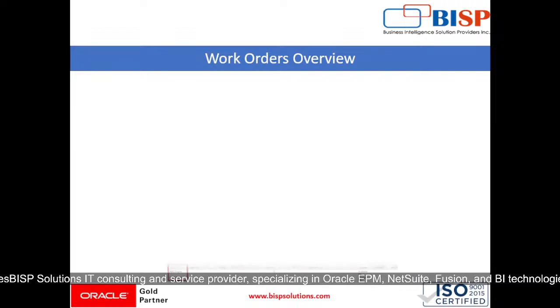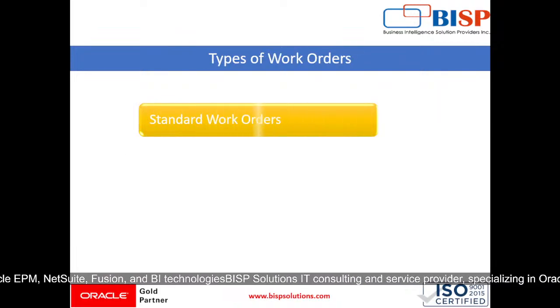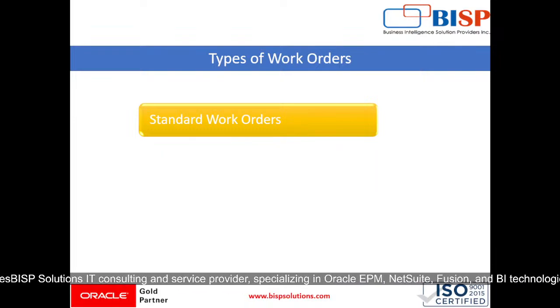Then work orders overview, where a work order tracks the production of assembly items, whether for stock or to fulfill orders, and it manages the flow of inventory including assembly builds and component backflushing. So, types of work orders. First is the standard work order, which is used when creating items that don't require complex routing and is suitable for simple assemblies or products.